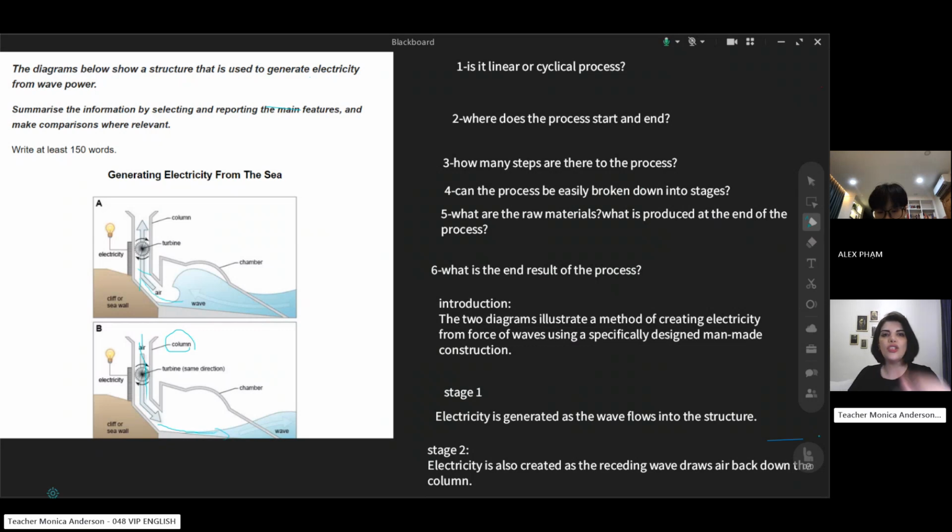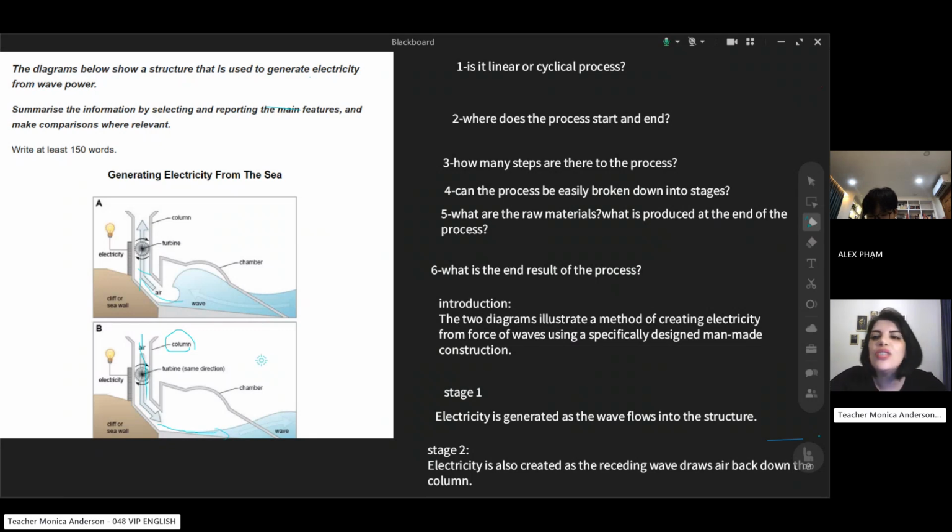Do you have any questions, or something that you don't get? No. Okay, well, maybe you ask me, how should I know what is important? For example, how to write these two stages. As I told you before, in graphs, for example line graph, bar chart, we have different main features. Here, this is about creating electricity.